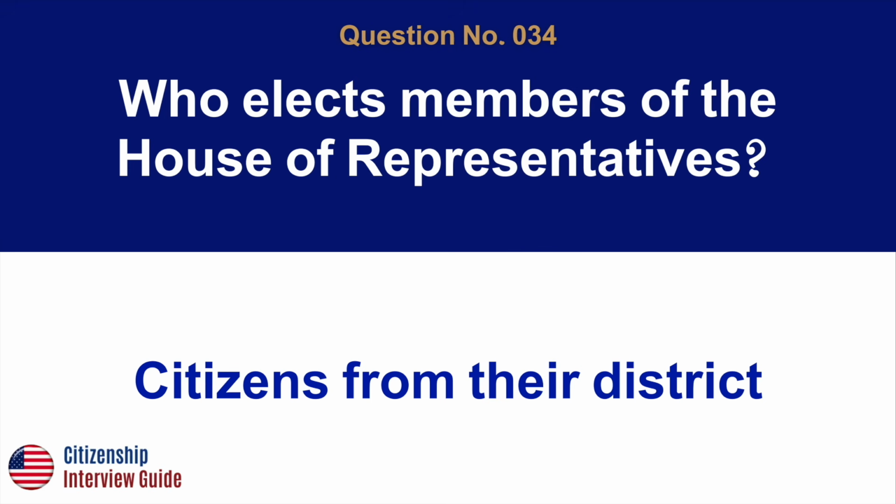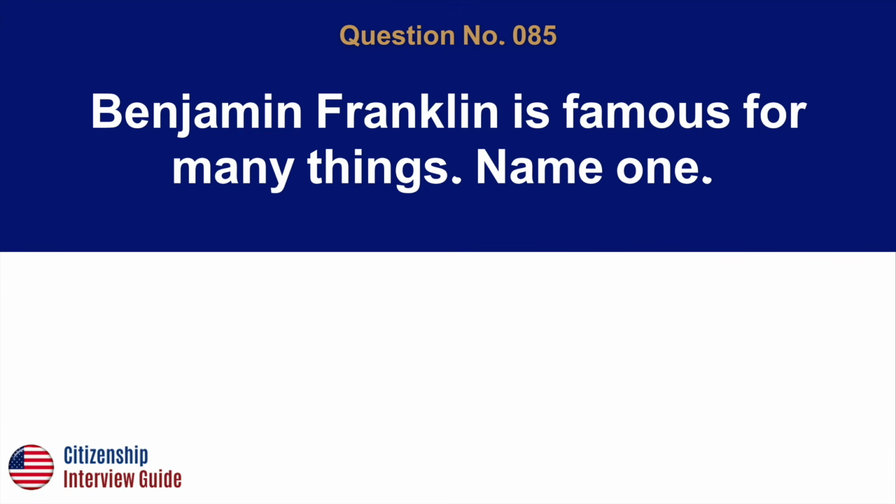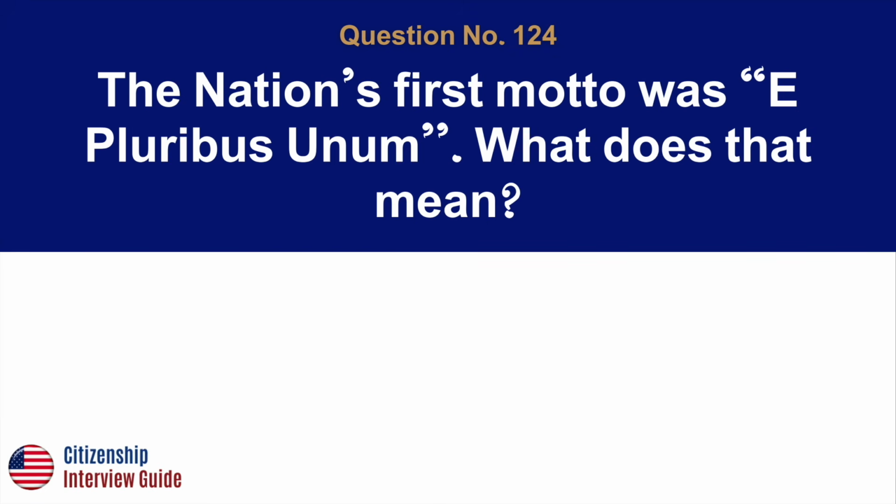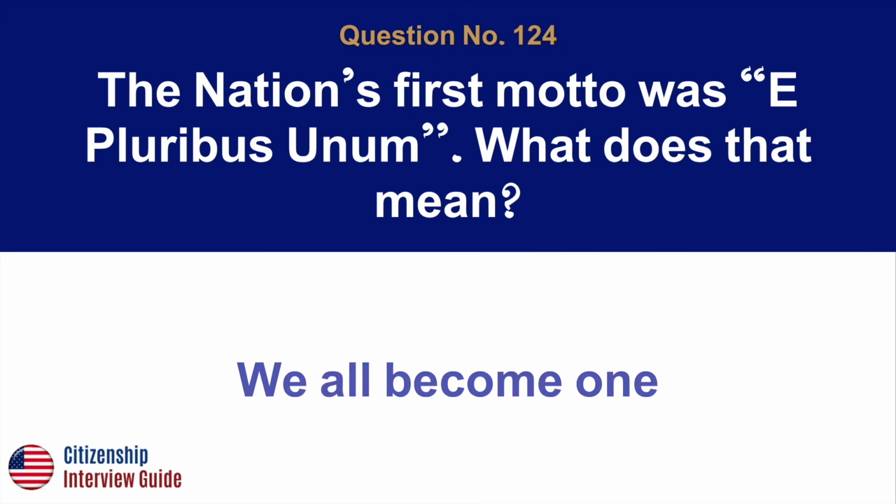Citizens from their district. Benjamin Franklin is famous for many things. Name one. U.S. diplomat. The nation's first motto was E pluribus unum. What does that mean? We all become one.